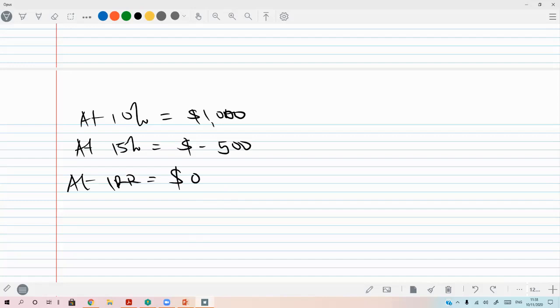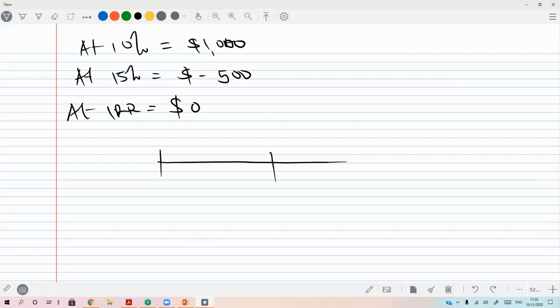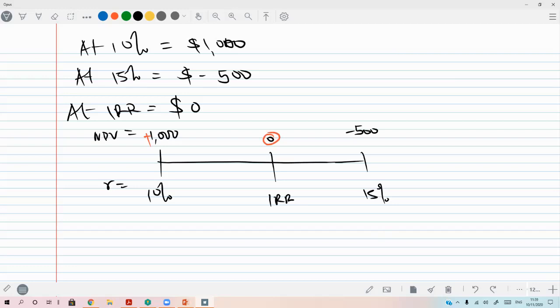At the IRR, the NPV is equal to zero, which implies the IRR is between 10 and 15, because if you draw this simple graph, at 10% we got 1,000. At the IRR, the NPV is equal to zero. This axis is the discount rate. And at 15%, we got an NPV equal to negative 500. Don't forget zero is between positive 1,000 and negative 500. With that, we can now estimate what the IRR should be.